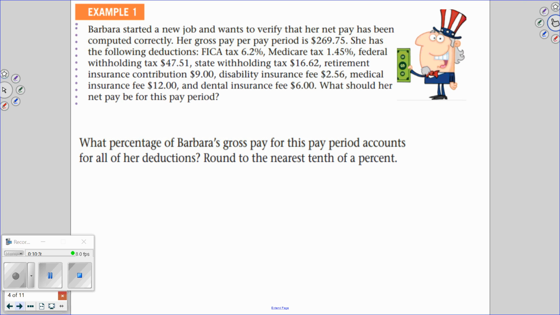And that actually takes us back to last chapter, right? We did a lot of that in last chapter. So let's do her Social Security first. All right, so Social Security is 269.75 times 0.062. And then Medicare is going to be the 269.75 times 0.0145. All right, so because they gave you all of our deductions, but two of them were percentages, we need to figure out what those dollar amounts are.